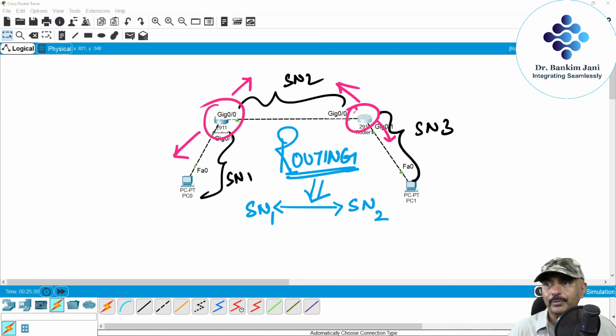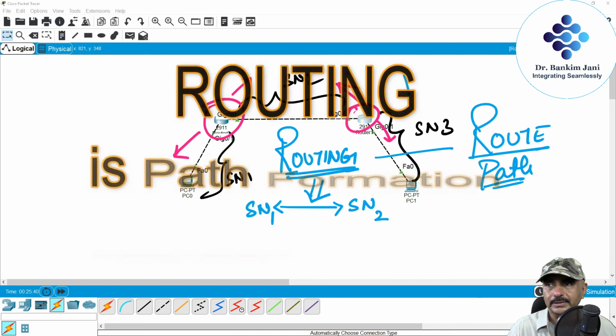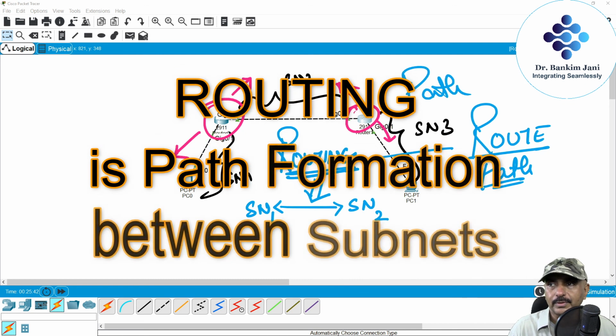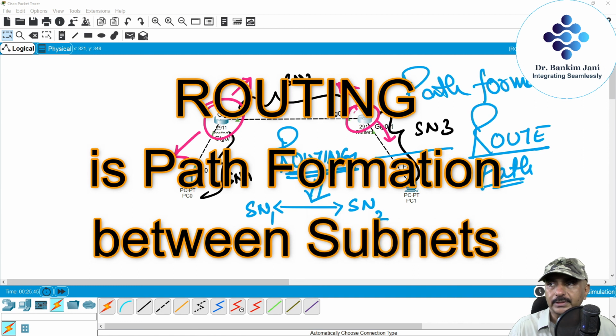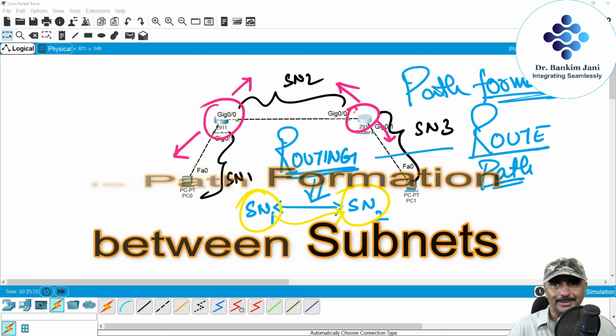Routing came from the word route. Route means path. So routing is nothing but a process of path formation. And this path is nothing but the formation of a path from one network to another network. That's what is called routing.